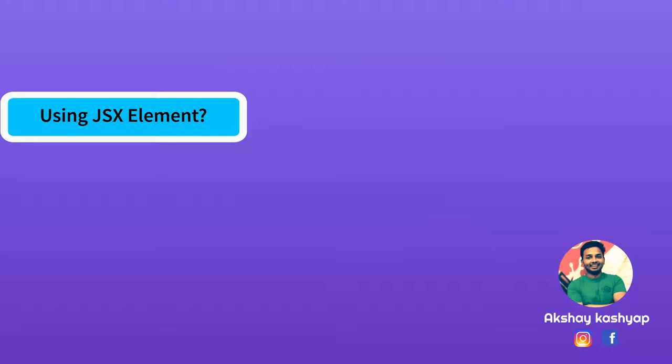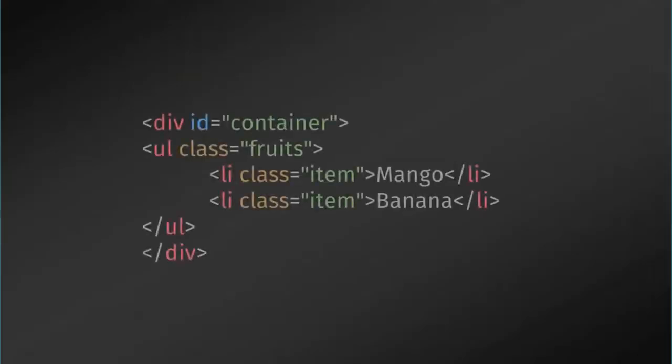In this lecture, we are going to understand how to create a React element using JSX. In the previous lectures, we learned what JSX is, its benefits, and how it works. So in this lecture, we will create a React element using JSX. Using JSX, it is very easy to create a React element, just like the standard HTML syntax. We are going to create a fruit list. We will create a container division tag and put a UL tag with the class fruits. In this UL tag, we will create two li elements with the class item and specify fruit names, right?